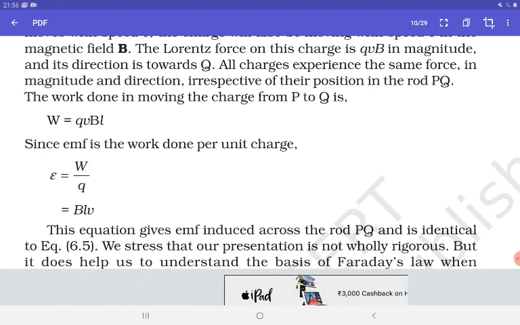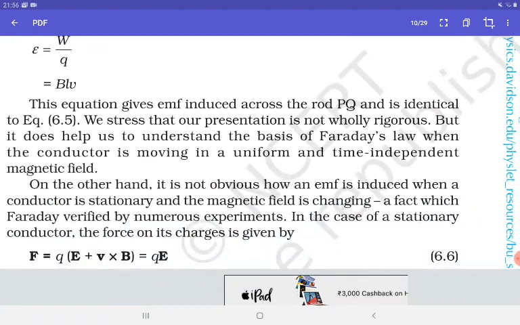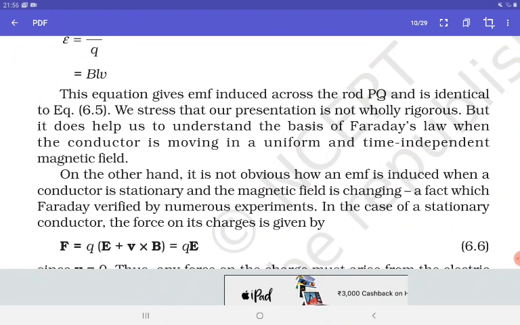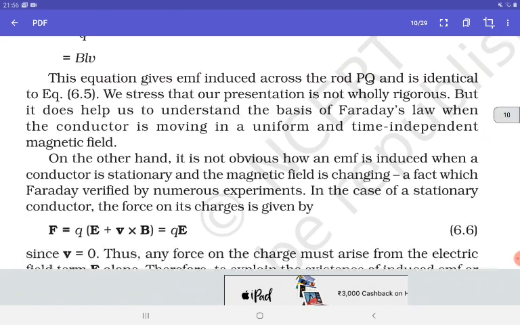The work done in moving the charge from P to Q is W equals QvBl. Since EMF is the work done per unit charge, epsilon equals W divided by Q equals Blv. This equation gives the EMF induced across the rod PQ and is identical to equation 6.5. We stress that our presentation is not wholly rigorous, but it does help us to understand the basis of Faraday's law when the conductor is moving in a uniform and time independent magnetic field.